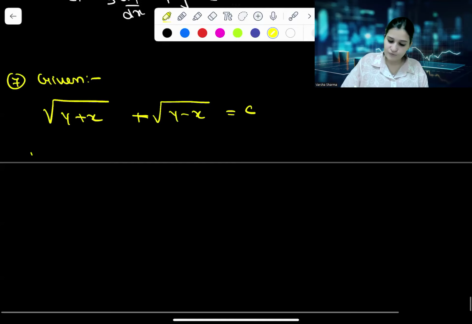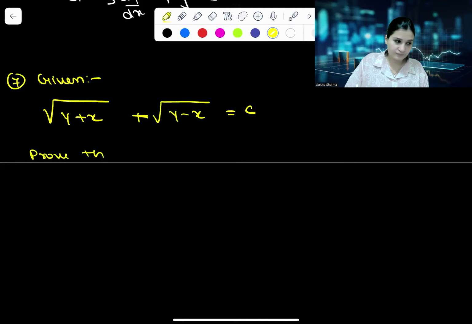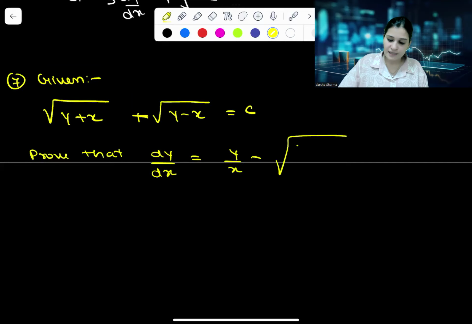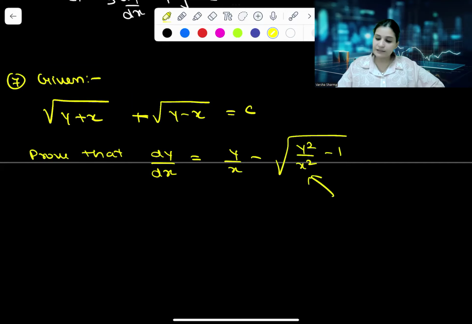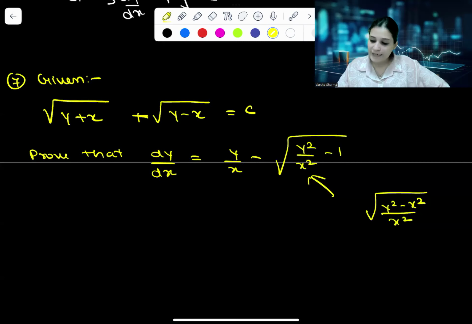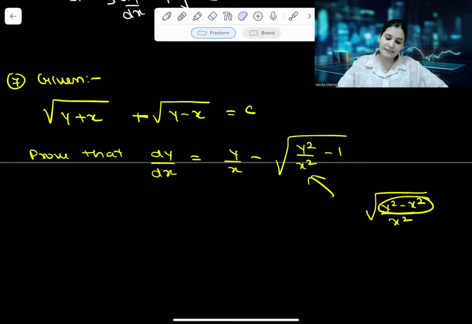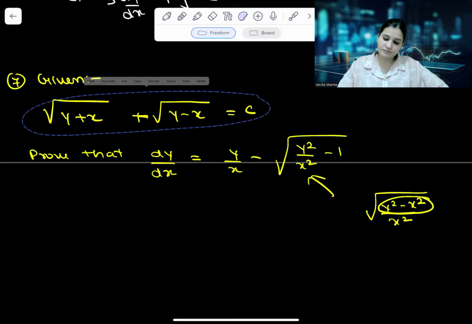If you look at what is to be proved, dy by dx equals y by x minus under root of this term, which is (y square minus x square) by x square. So how can I get this term from the given?